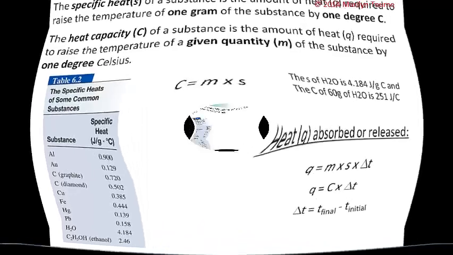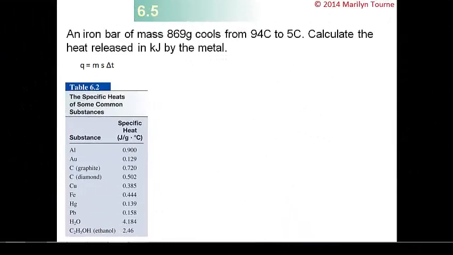Let's do some problems. This is example 6.5 within the chapter. It reads, an iron bar of mass 869 grams cools from 94 degrees Celsius to 5 degrees Celsius. Calculate the heat released in kilojoules by the metal. Since they're asking me for the heat released, I am going to use the equation that we just learned, Q equals m s delta T. Because they tell me the mass, I can also figure out the specific heat of iron from the table, and they give me the change in temperature. So that should be a pretty simple calculation.